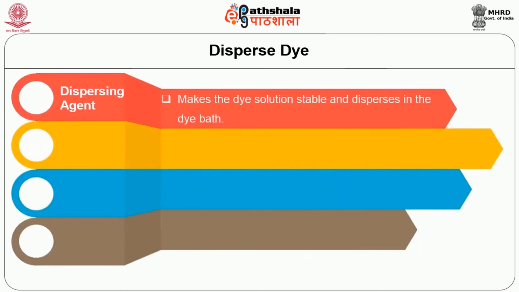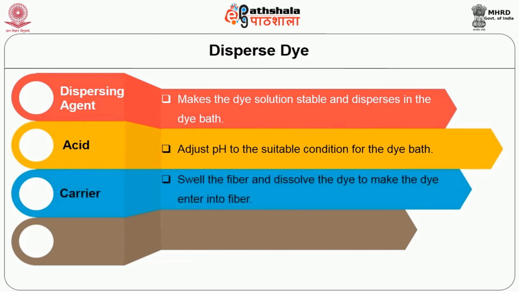In disperse dye, dispersing agent makes the dye solution stable and dispersed in the dye bath. Acid adjusts the pH to the suitable condition for the dye bath. Carrier swells the fiber and dissolves the dye to make the dye enter into the fiber. Leveling agent makes more level dyeing.